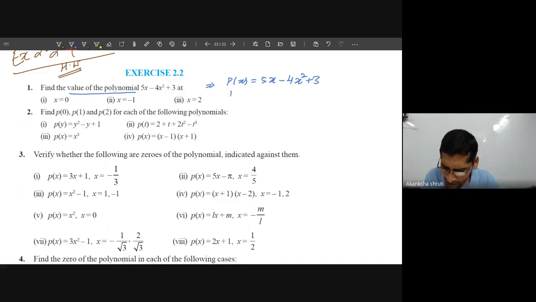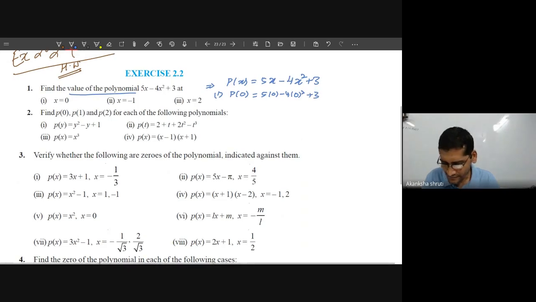What you have to calculate is p of 0. So the first one is to calculate p of 0. You will place x equals 0, and you will directly get 3, just by substituting. Where x is, you substitute 0: 4 times 0 square plus 3. So ultimately you will get 0 plus 3, which is 3.